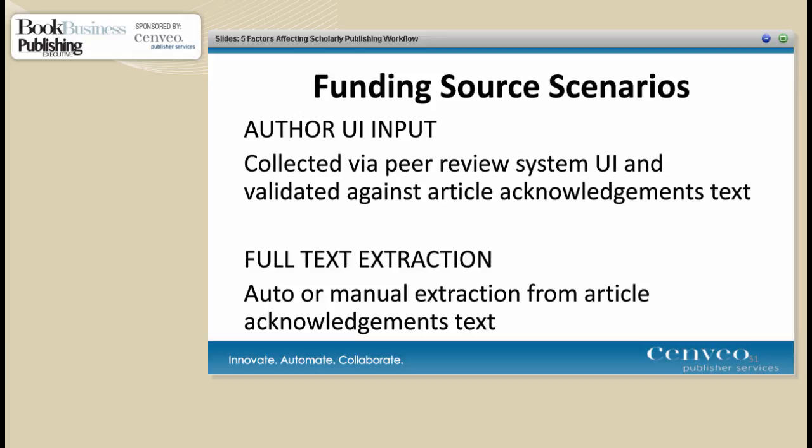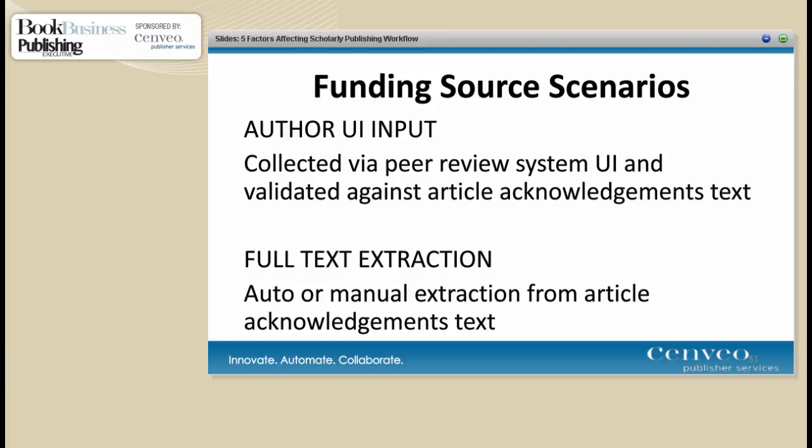The other source scenario is not author external input, but rather extracting the funding info from the acknowledgements section of the full text and then mapping that to the registry, and then having the author confirm that metadata mapping is correct. That confirmation is essential.